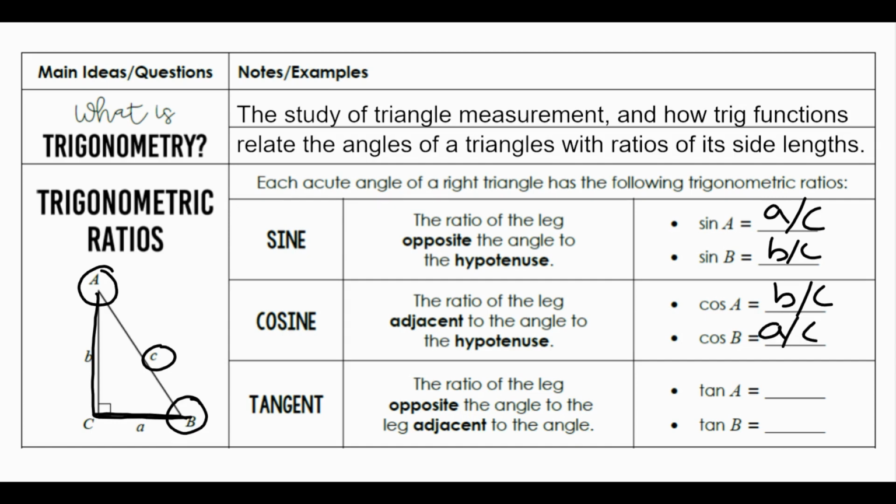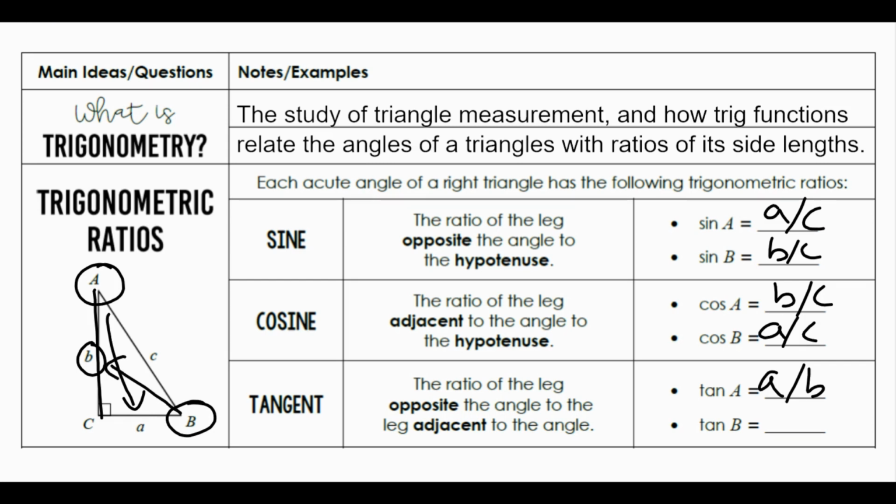And then lastly, we have tangent. Tangent is the ratio of the leg that's opposite the angle to the leg adjacent to the angle. If I wanted to find the tan of angle A, it's the side that's opposite, which would be little a, over the adjacent side, which would be little b. So I'd have A over B. And then if I want to find the tangent of big B or angle B, again, it's the side that's opposite, so little b over the adjacent side, which would be A, so B over A.